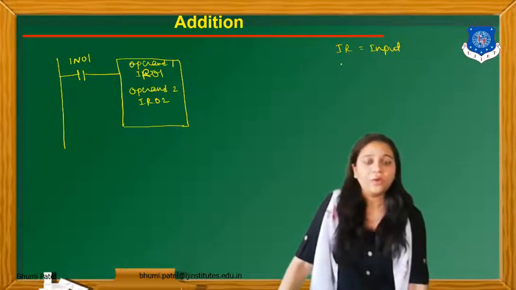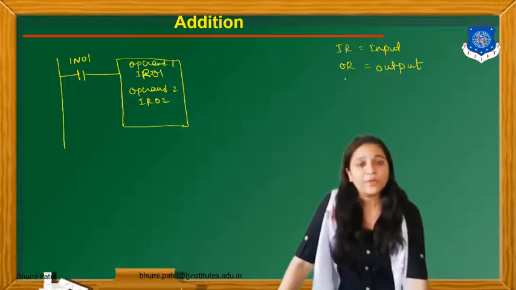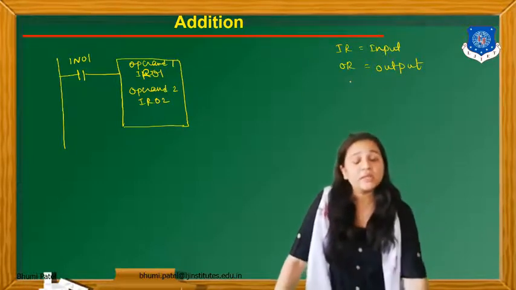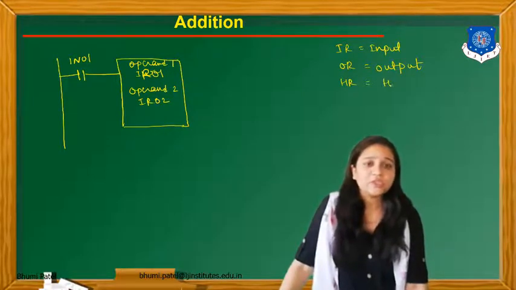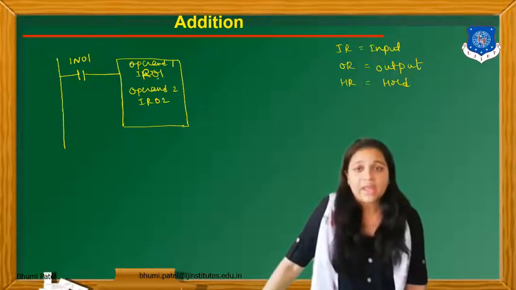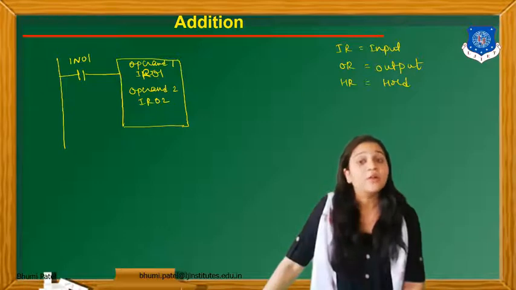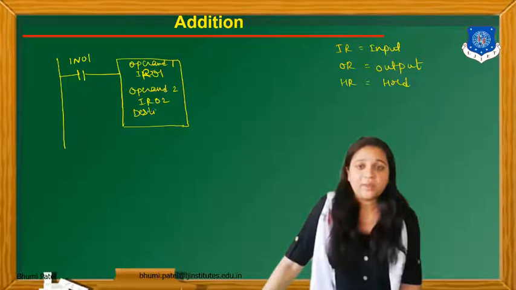Now, in the output form we use OR. OR is known as the output register, and in some cases, if we need to hold the data, we can write HR. HR is known as the hold register. So for operand 1 and 2 we can write IR01 and IR02. We can also write HR01 and HR02, and whatever the addition result is, we can save this data in the particular destination, and the destination address is OR01.